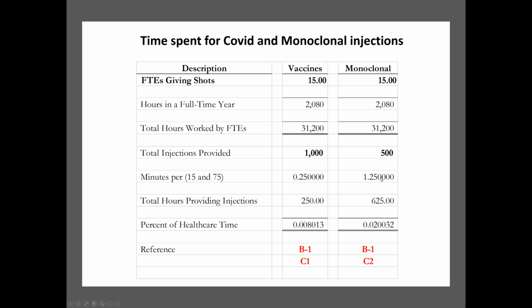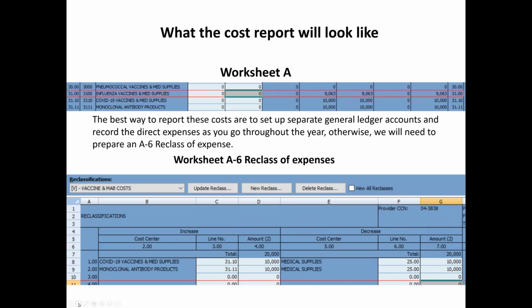So I may need to adjust that a little bit, but using these numbers, we come up with this very small percentage of time: 0.008013 for vaccines, and for monoclonal, it's 0.02% of your time. So that's the percentages you'll get on the cost report.